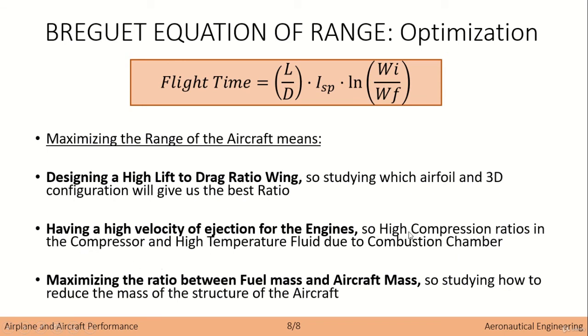As I mentioned, we need high compression ratios in the compressor and high temperature fluid from the combustion chamber. The combustion chamber has to be effective, and the compressor has to pressurize the air in a big way. We need a big compression. Also, as we mentioned, we need to maximize the ratio between fuel mass and aircraft mass, so basically study how to reduce the mass of the structure of the aircraft.